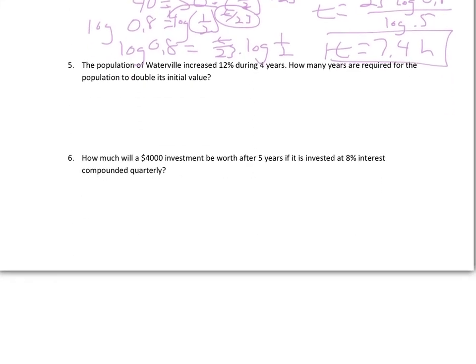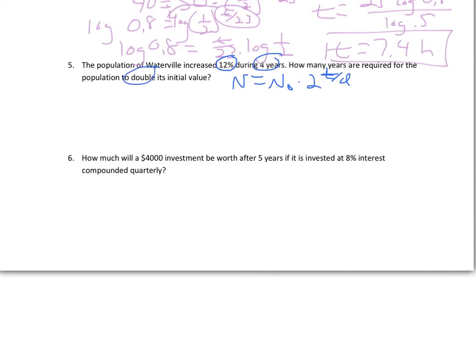Number 5 is a population growth problem. Okay, we're going to look for the doubling rate, so we're going to use the doubling formula again. So we've got n equals n sub o times 2 to the t over d power. Right, now they give us the population increased 12%. Okay, they give us 4 years is how long it took. We want to know what the doubling rate is.